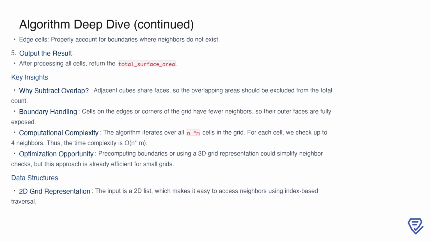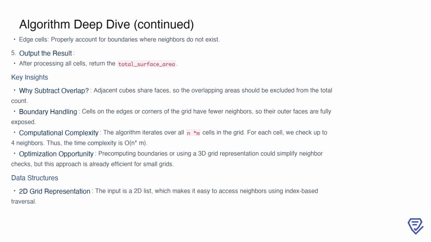This approach effectively calculates the surface area by iterating over each cell and adjusting for overlaps with neighbors. Subtracting overlapping faces is crucial because adjacent stacks share faces, and these overlaps should not be double counted. For boundary cells, where neighbors are missing, the outer faces are fully exposed and need to be included in the total. The computational complexity of this algorithm is O(n*m), where n and m are the dimensions of the grid. We iterate through all cells, and for each cell, we check up to 4 neighbors.